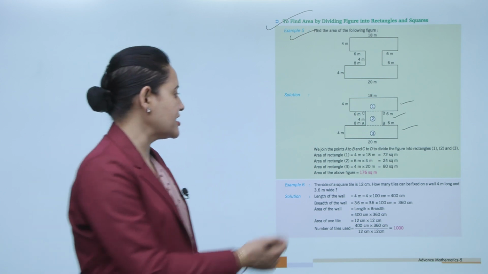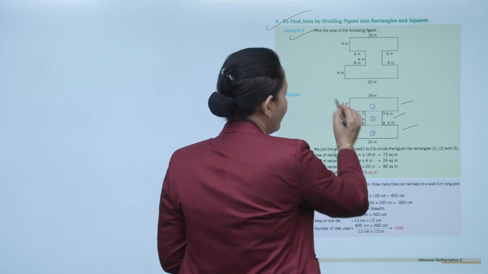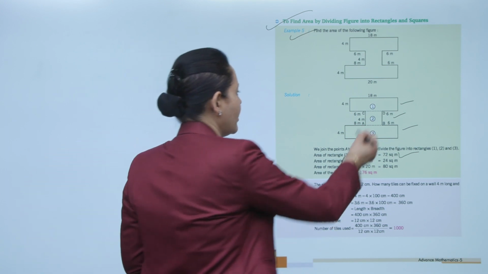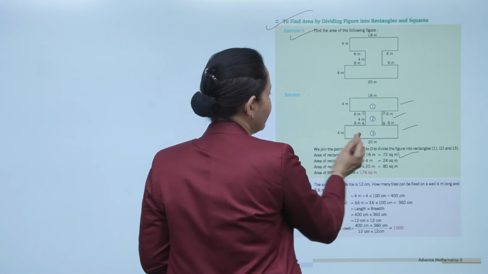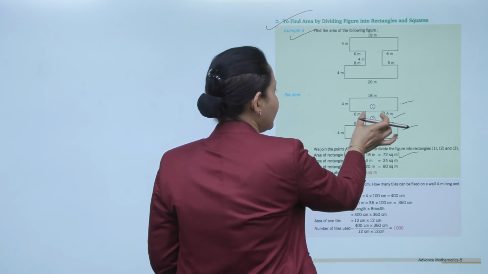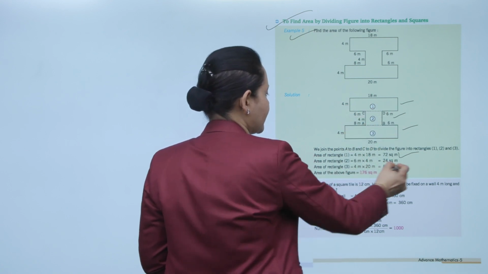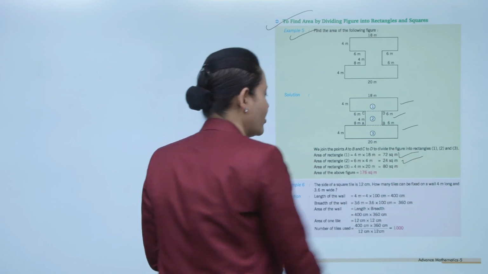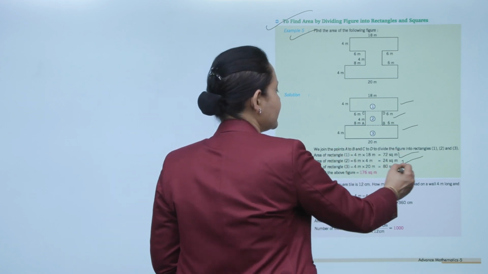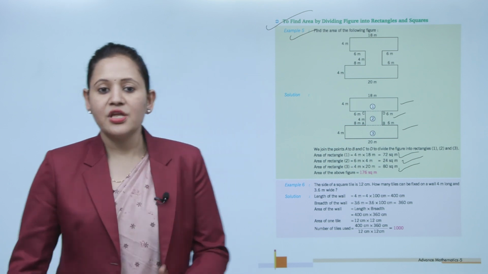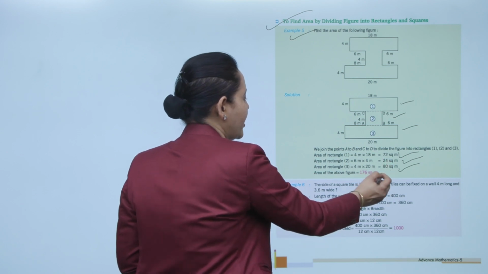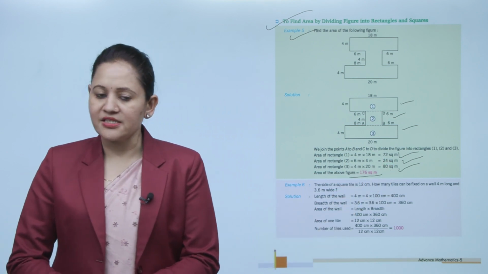Area of rectangle 1 is 4 into 18, that is 72 square meter. Area of rectangle 2, here 4 meter, and total is like here. Total में से subtract कर देंगे तो हमारी ये जो length है वो आ जाएगी, that is 6 meter. So 6 meter into 4, that is 24 square meter. Area of rectangle 3, 4 into 20, that is 80 square meter. So the area of our figure, we will add them together: 72 plus 24 plus 80, that is 176 square meter.